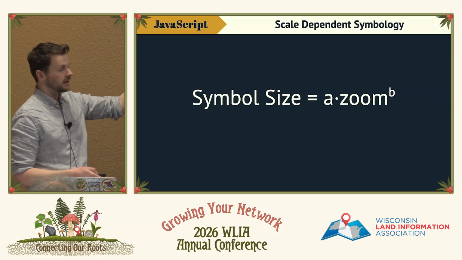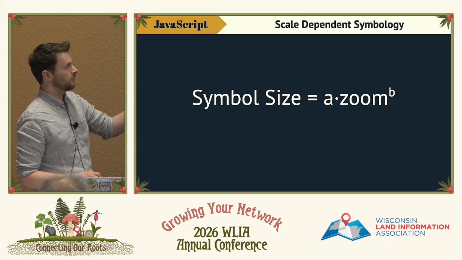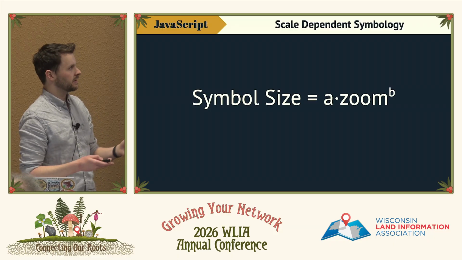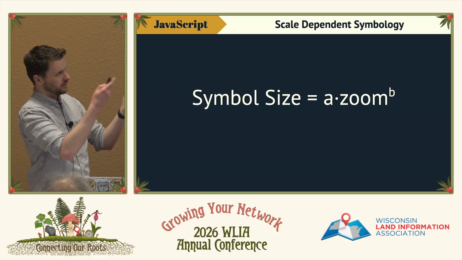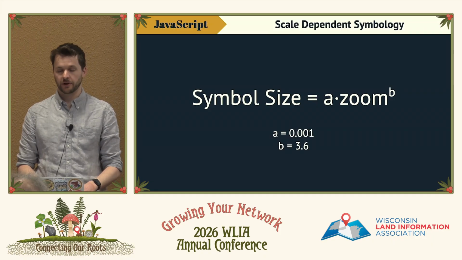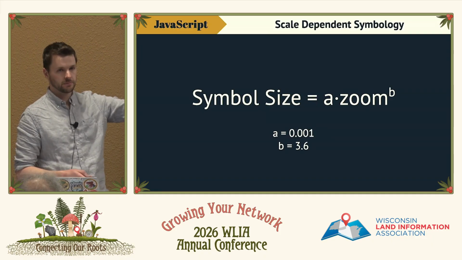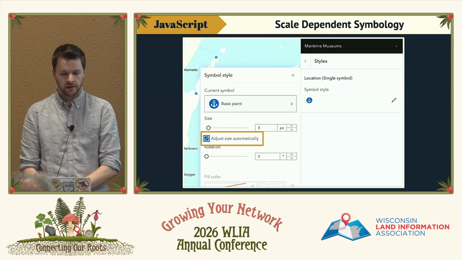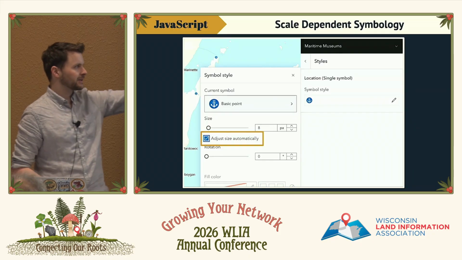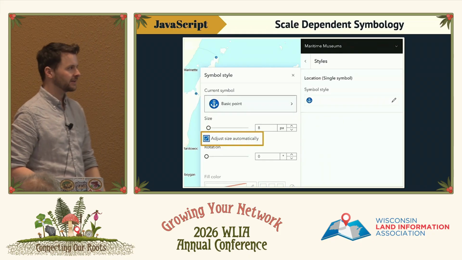So the way that that was done in the last video was symbol size equals some parameter A times zoom to the power of parameter B. What are A and B? Well, whatever you want. You start with these numbers and we tweak from there. And you might be thinking to yourself, why do I need to do anything complicated? Can't I just click a button and make it resize automatically?